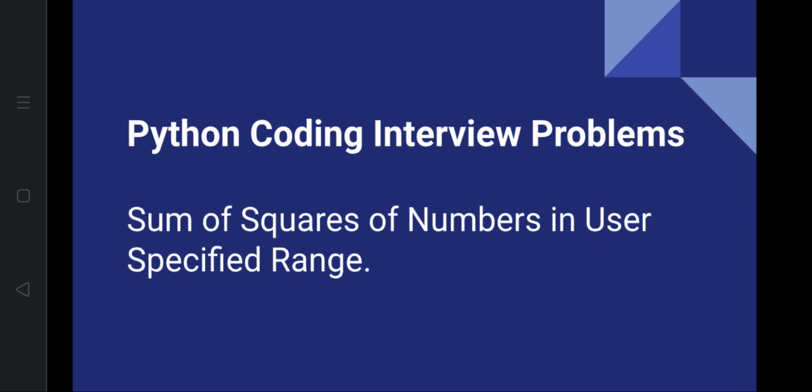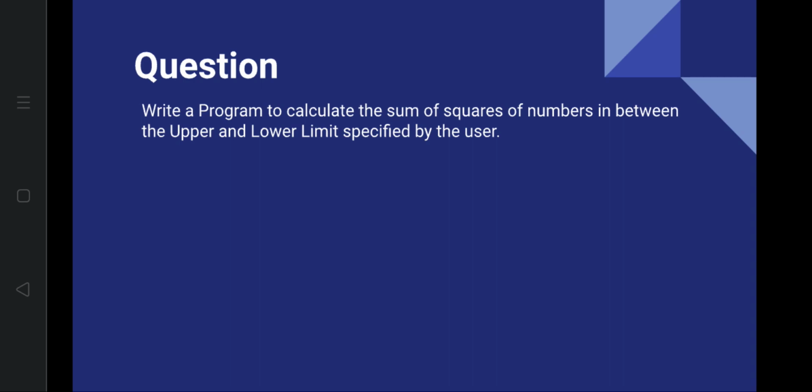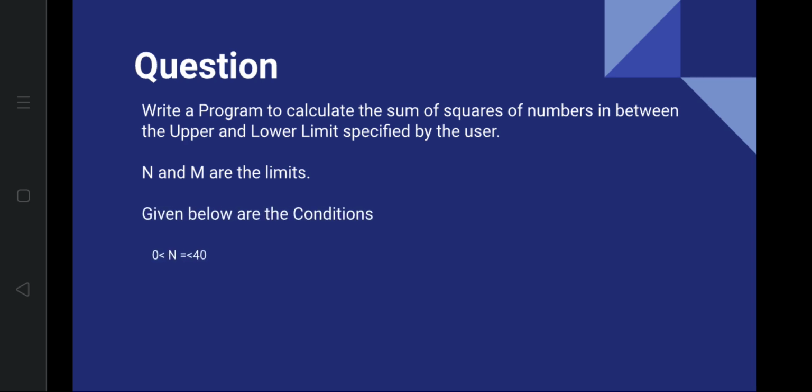We have to find out the sum of the squares of numbers in the user specified range. That is the problem to solve here. Now let us see the question that is asked over here. Write a program to calculate the sum of squares of numbers in between the upper and the lower limits specified by the user. So the question given is, the limits are n and m.